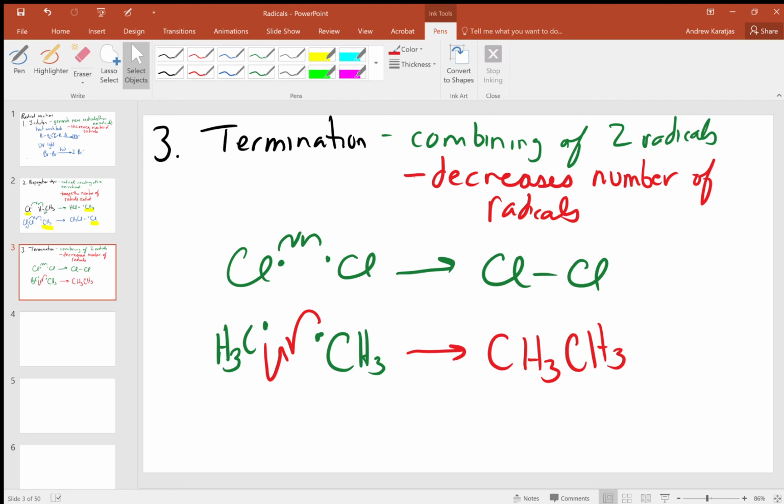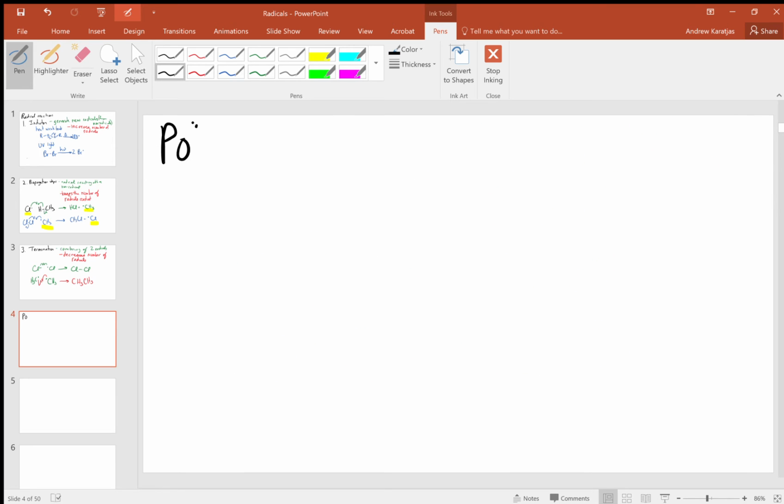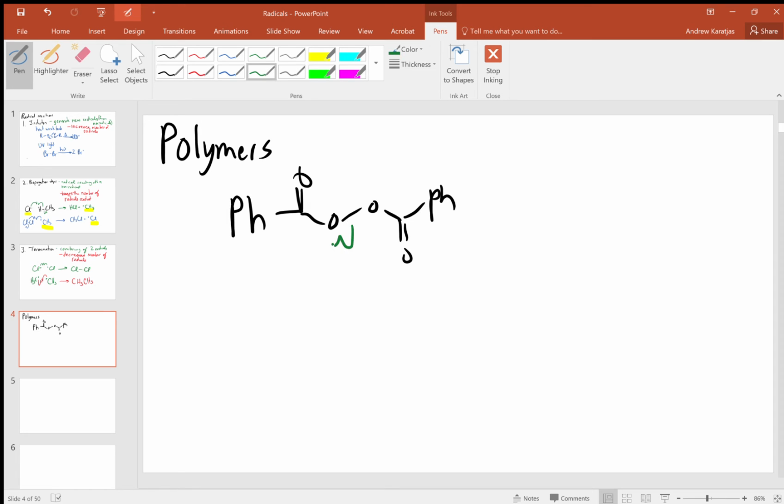Now, perhaps the most useful thing that we can do with radicals is to have them involved in a reaction that doesn't require a great deal of control. And that's for making polymers. So if we start with a peroxide, oxygen-oxygen bonds are great for forming radicals. They're generally weak bonds. We form a radical like that. And then we typically add alkenes, such as ethylene.